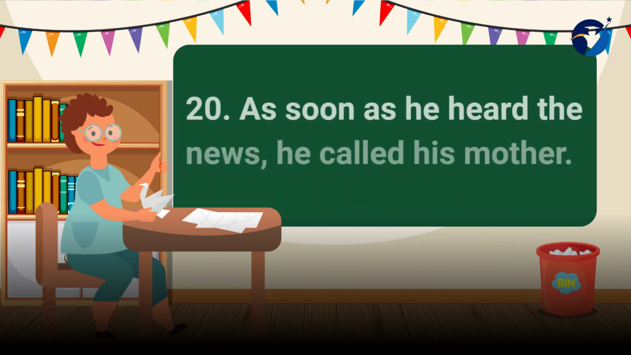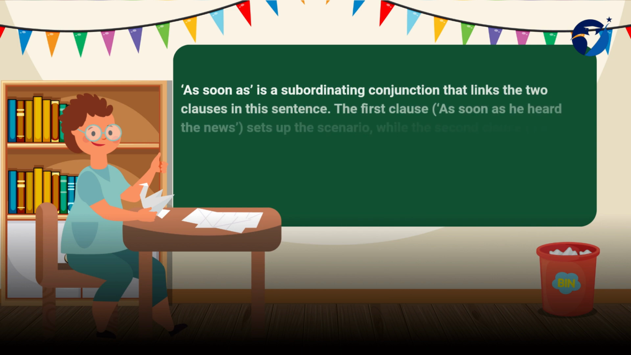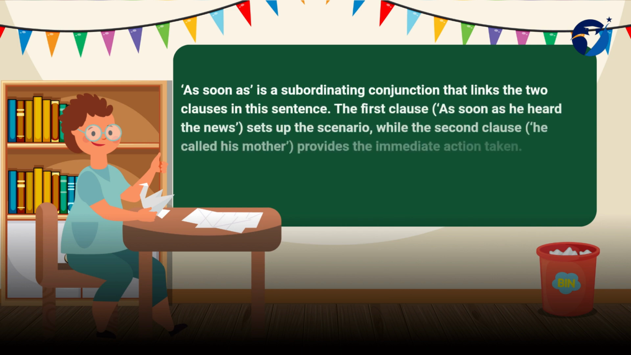20. As soon as he heard the news, he called his mother. As soon as is a subordinating conjunction that links the two clauses in this sentence. The first clause, as soon as he heard the news, sets up the scenario, while the second clause, he called his mother, provides the immediate action taken.